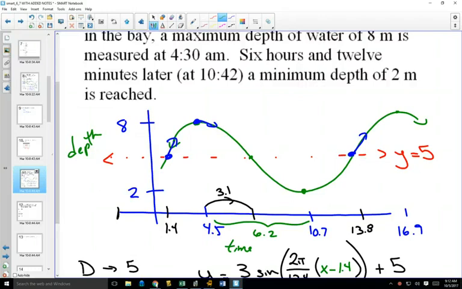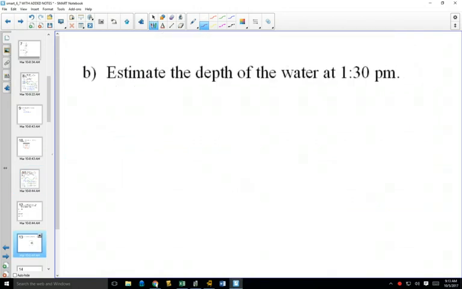Where's 1:30 on here? It would be 13.5, because it's 1 hour after 12. So that goes to 13. And 1:30 is half of an hour, so 13.5. If you went up from here and estimated that, it should be somewhere between 2 and 5. So pick a number, approximately 3.5 meters. There's our estimate.